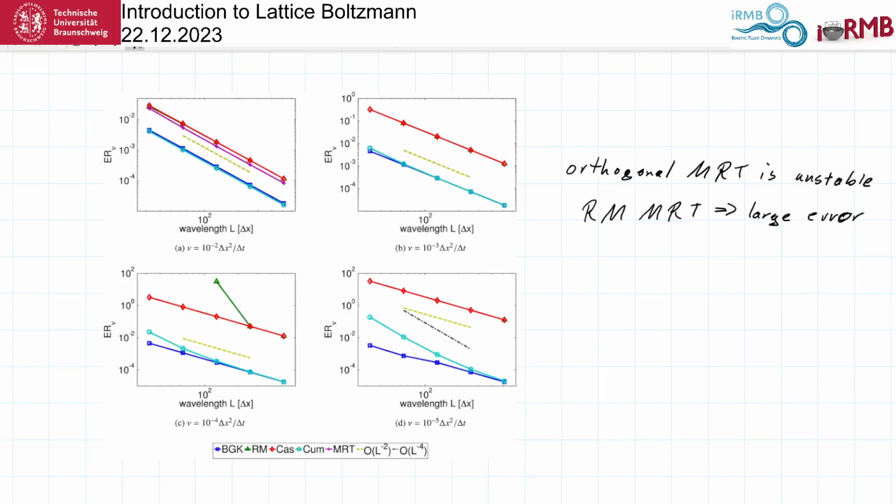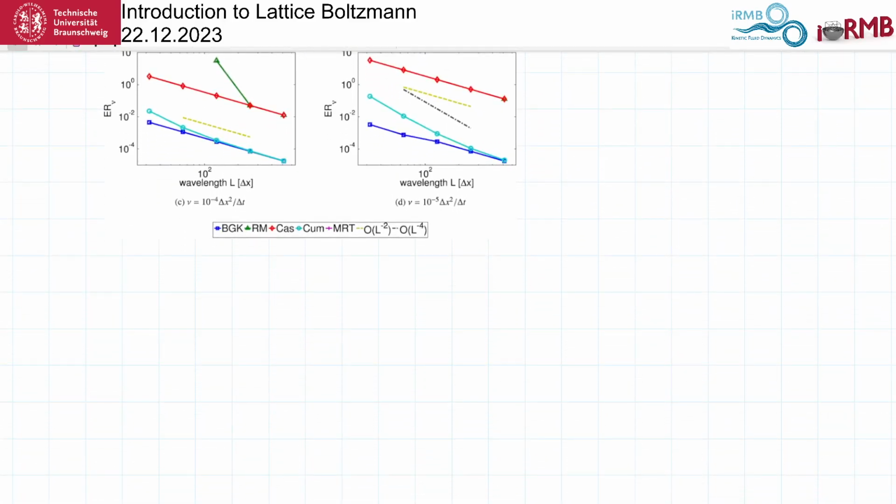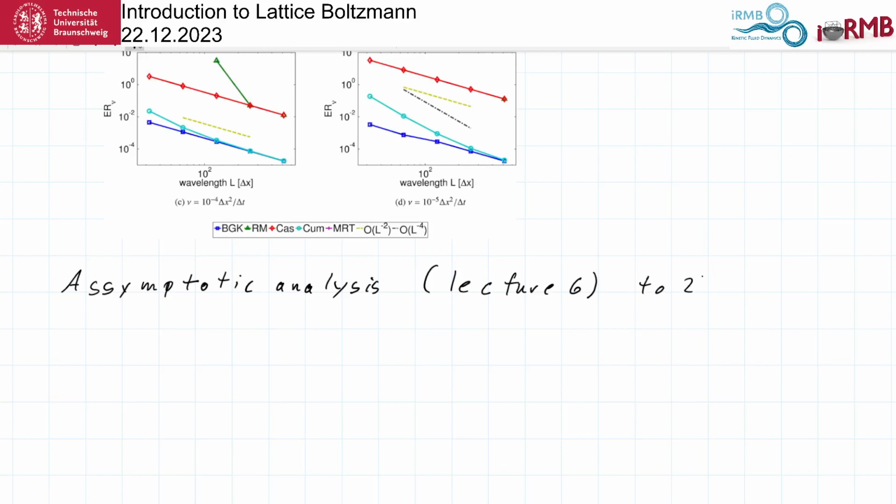This orthogonalization leads to instability, and we'll spend the rest of the lecture to try to understand why this is the case. So for this, we go back, of course, as always, to our asymptotic analysis. This again was in lecture 6, and we'll put it to second order. So we'll have the moment M_ABC with an overbar to second order.